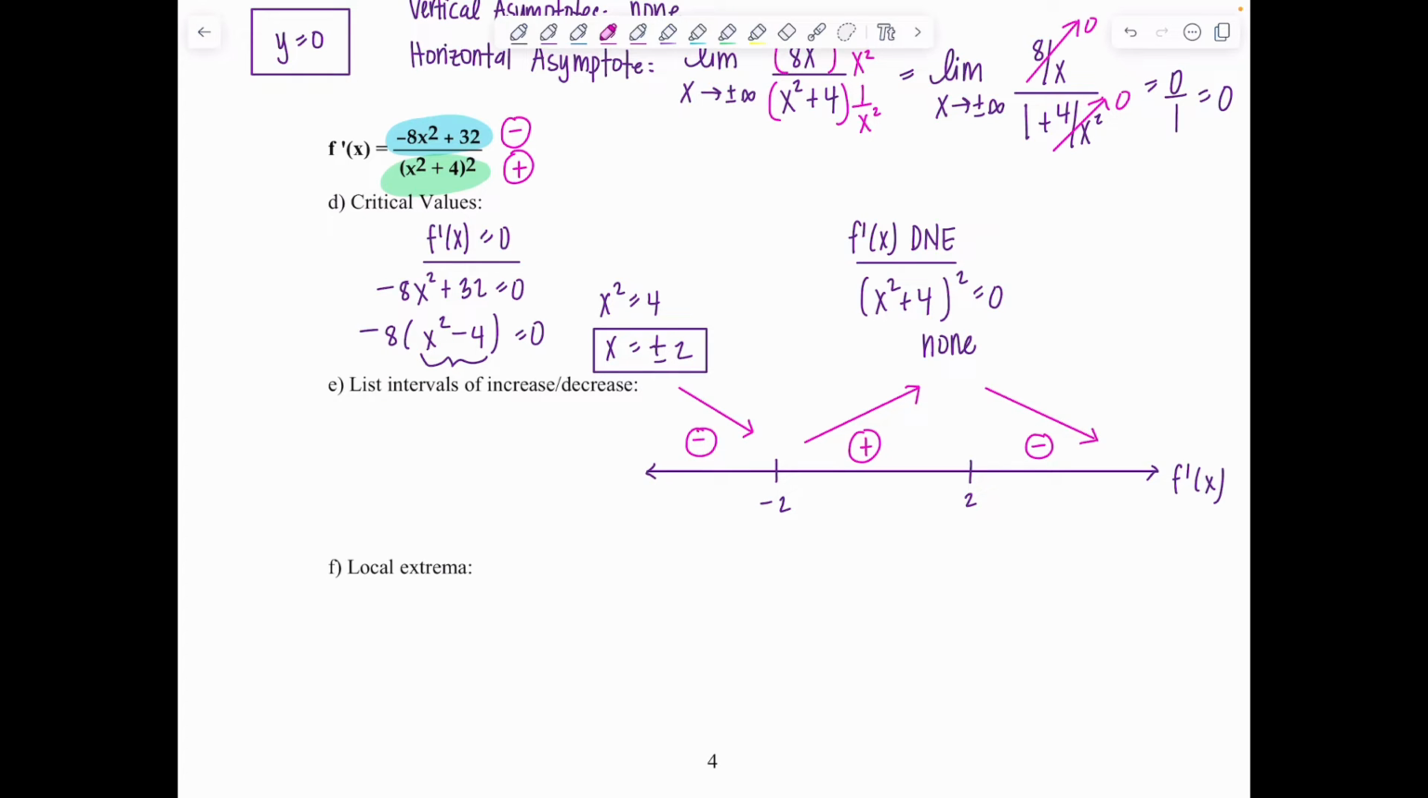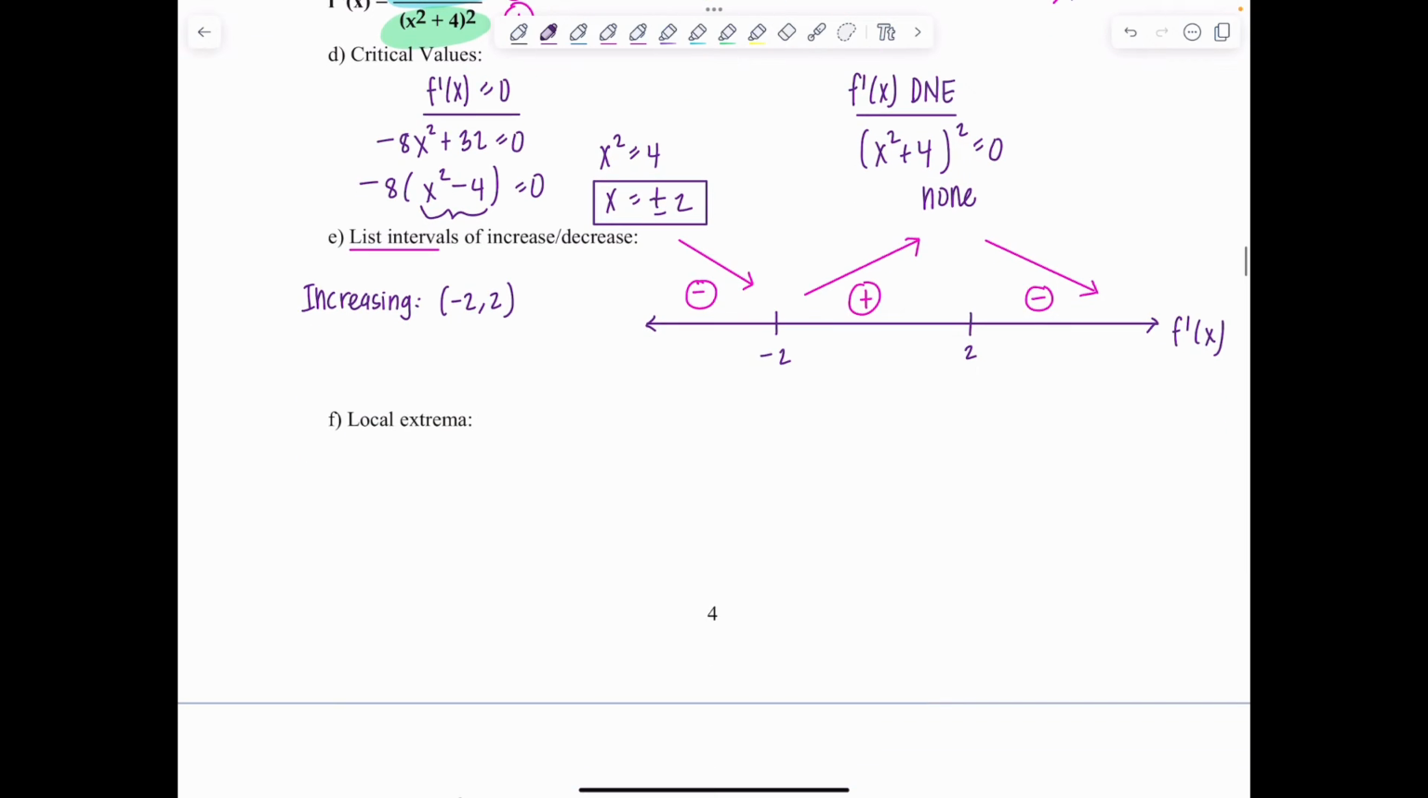The function is decreasing. So now to answer the question, we have to list out the intervals. The function is increasing on the open interval from -2 to 2, and decreasing from negative infinity to -2 union 2 to infinity. Do we have any local extrema? If you look at the number line, it should be clear. When the function switches from decreasing to increasing, here's a local min, which is what it looks like with the arrows. And when it switches from increasing to decreasing, here's a local max. So this is where my local min is, and this is where my local max is.